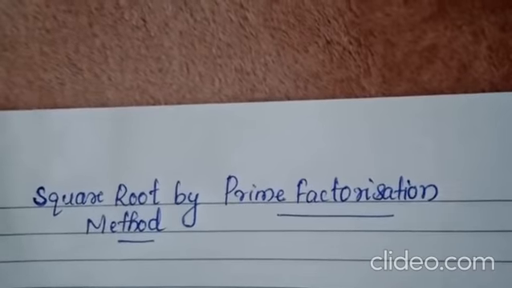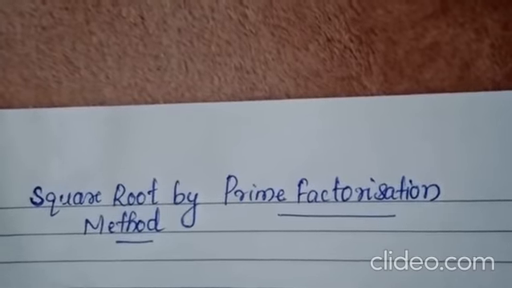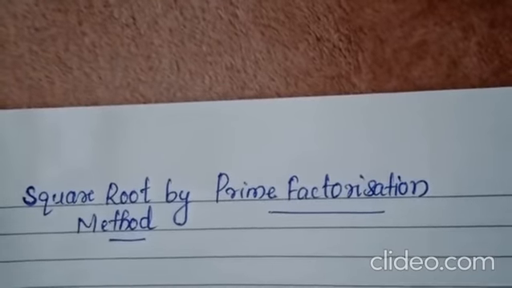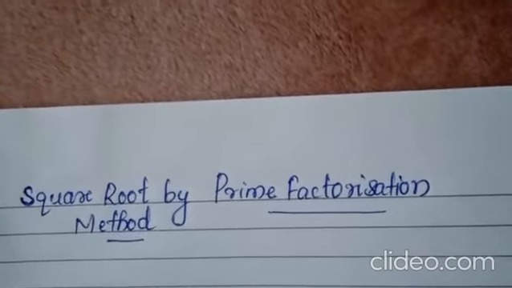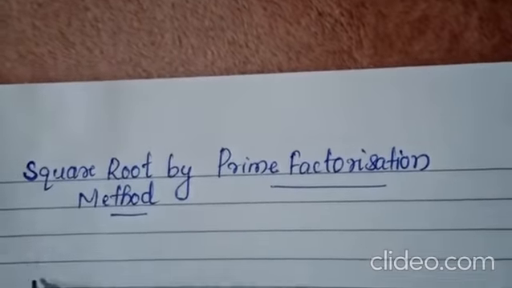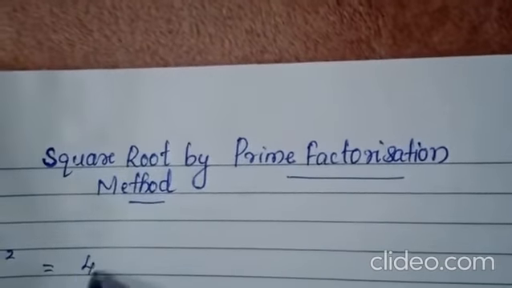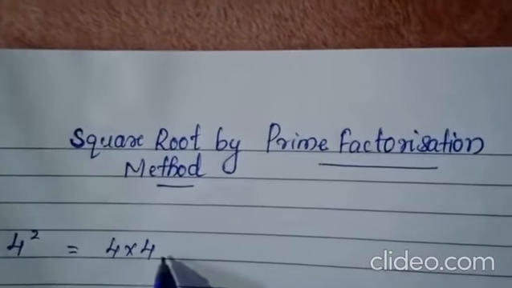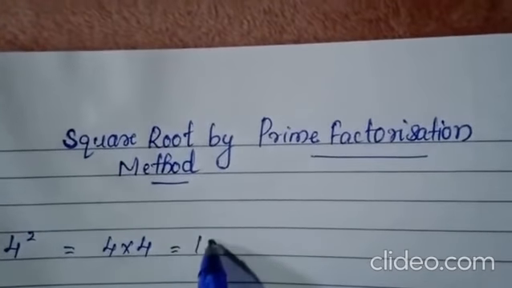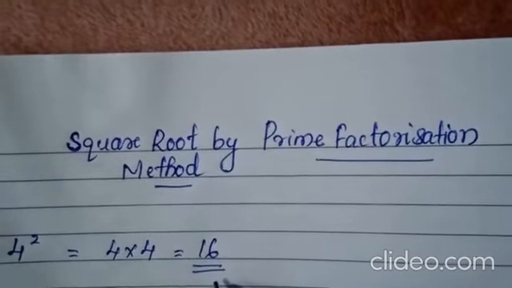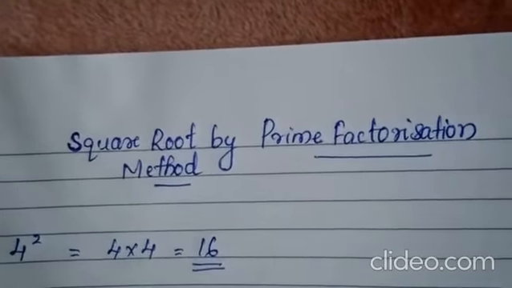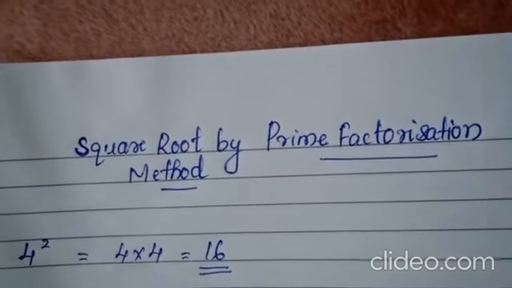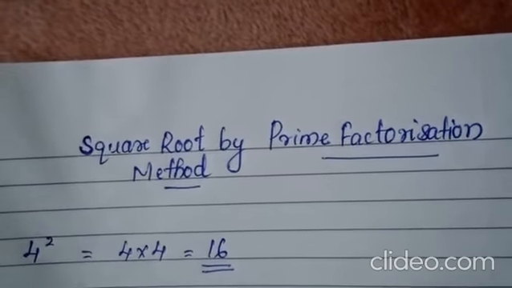Square means if a number is multiplied by itself, the product is called the square of that number. For example, 4 square means 4 into 4. A number multiplied by itself, the answer is the square of that number, that is 16. Understood? In this way, we are finding square root. Today, we are going to study the prime factorization method.